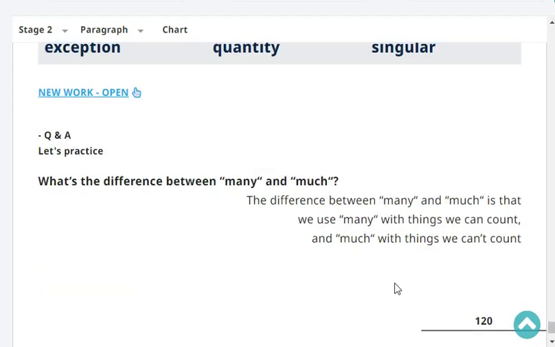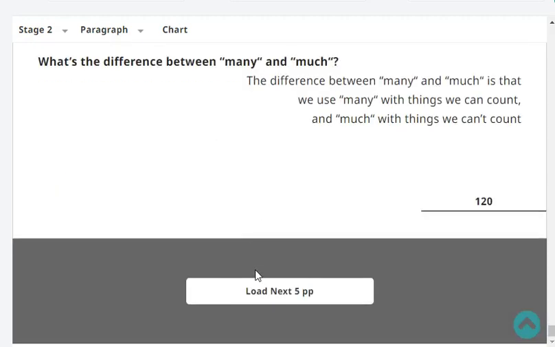Okay, next. What's the difference between many and much? The difference between many and much is that we use many with things we can count, and much with things we can't count.